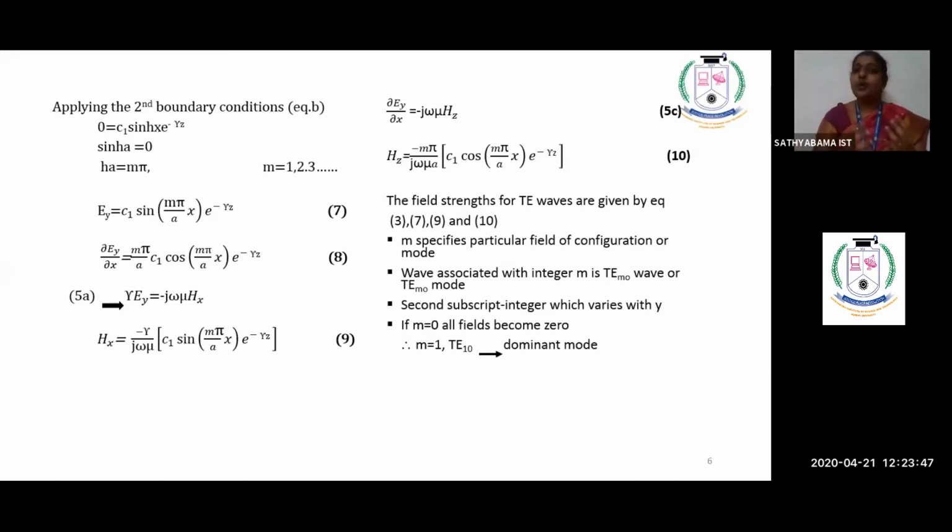Okay, so now we have got the values. Your C2 is 0, then your h is equal to m pi by a. Now these two values, if you put them in your mother equation, that is your equation number 5, you will get your Ey, see equation number 7, that is the value you will get: Ey equal to C1 sin(m pi by a x) into e power minus gamma z.